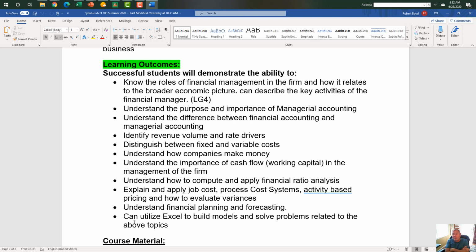Understand how to compute and apply financial ratios. Explain and apply different methods of costing, whether that be job cost, process cost, or activity-based. Understand financial planning and forecasting, and utilize Excel to build models and solve problems related to the above topics. Right now, a lot of these words might seem like a foreign language to you, but when you're done, we should be able to go back to this, and you should be able to do these things. That's what successful students have done in the past.